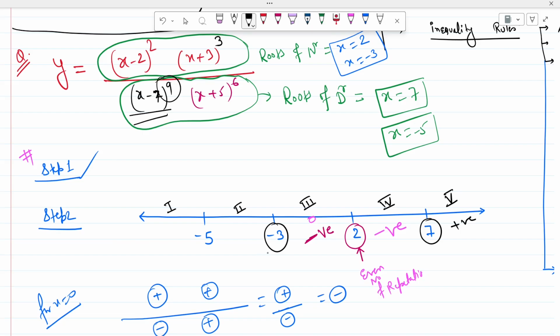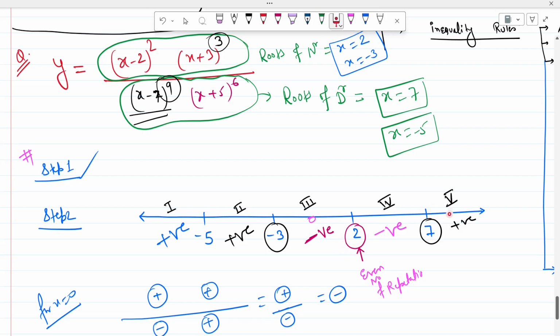Negative 3: how many times is it coming? An odd number of times. So if the right-hand side is negative, this side will be positive. Minus 5: how many times is it coming? It is coming 6 times, an even number of times. So the right side is positive, and the left side is still positive. Right?